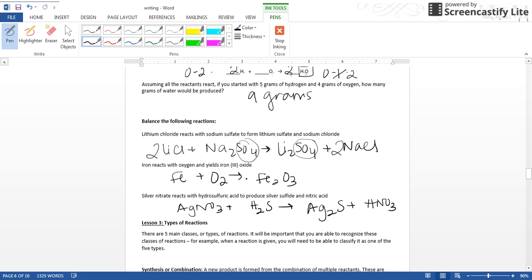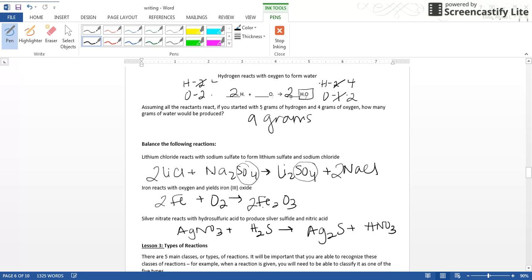Next one, iron reacting with oxygen. So I've got iron. I only have 1 on this side, 2 here. I'm going to try to combat that with a 2. I'm going to keep going. Oxygen, I have 2 here and 3 here. The only way I can get 2 and 3 to be equal is using their least common multiple, which will give me 6, which means I need a 2 here and a 3 here, okay? So now I have 6 oxygens and 6 oxygens. But check this out. Now I have 4 irons. So that's okay. I just need to change this from a 2 to a 4.